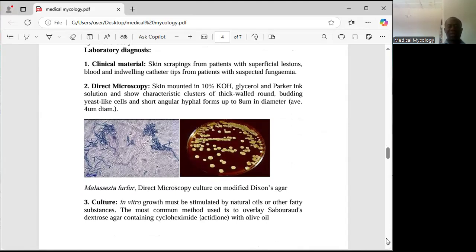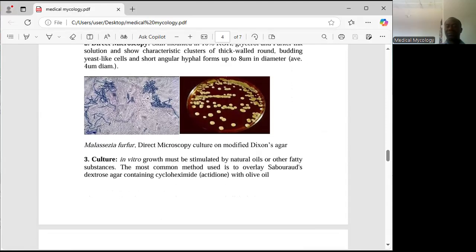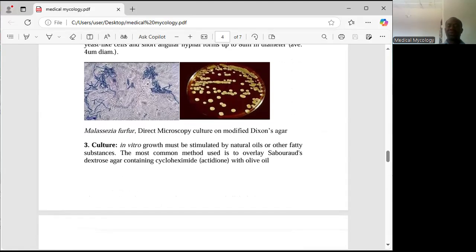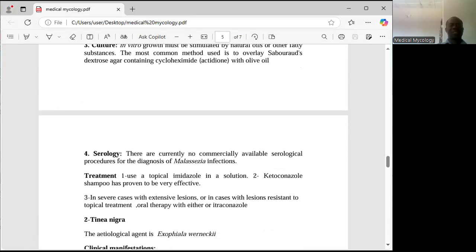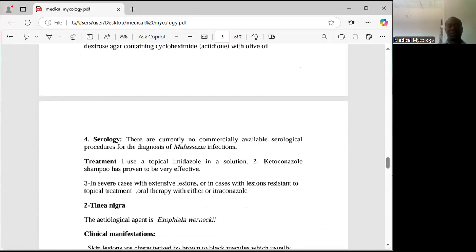Now, these fungi can be cultured in vitro. So in vitro growth must be stimulated by natural oil or other fatty substances. The most common method used is to overlay Sabouraud dextrose agar containing actidione with olive oil. Let's look at the serology. Of course, there are no currently available serological procedures for the diagnosis of Malassezia infections.